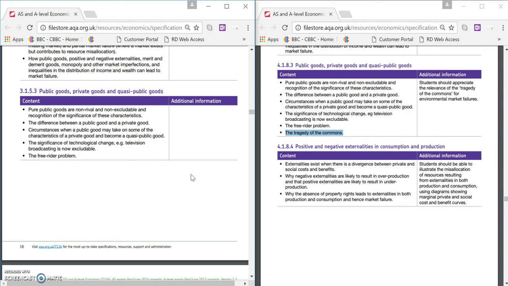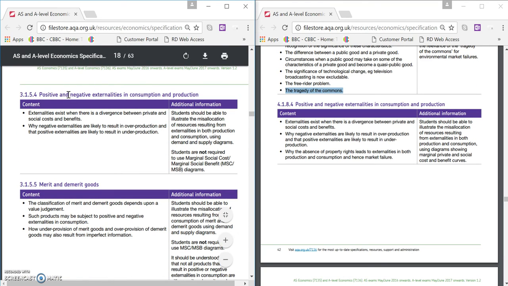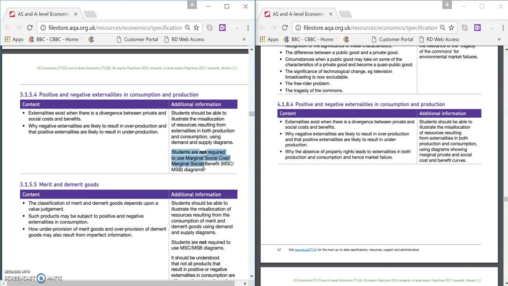It also suggests, as we move on here to the next part, 4.18.4, 3.15.4, again pretty similar. The main difference here is in the A-level spec, negative externalities, positive externalities exist, but they want you to know how the absence of property rights leads to market failure. A key difference though over here is in the additional information. In the AS spec, it quite clearly says students are not required to use marginal analysis, which is otherwise known as marginal social cost / marginal social benefit diagrams.